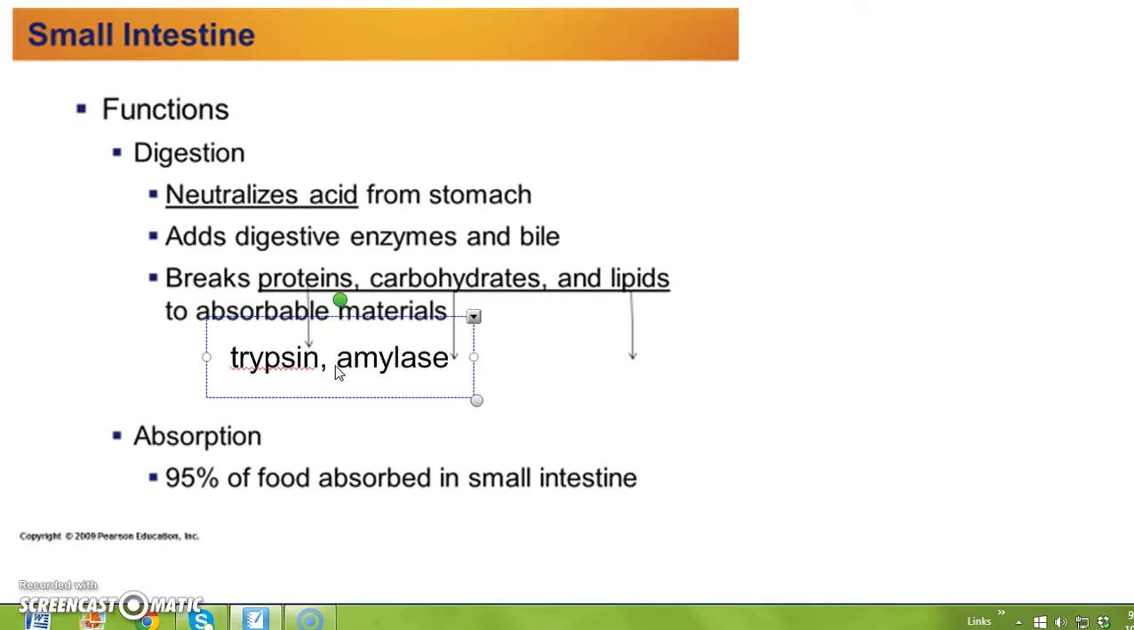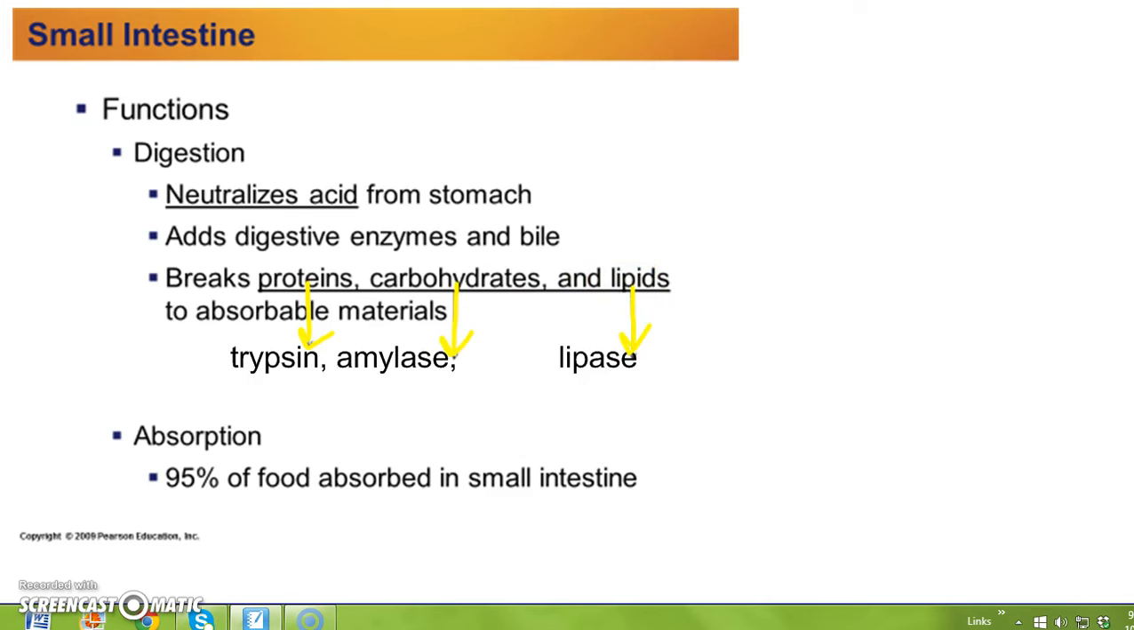We've got some amylase again, so much like what was in the mouth, that's going to work on the carbs. And then our lipids that we haven't even really touched at all are going to be hit with an enzyme called lipase. So trypsin, amylase, and lipase are your 3 digestive enzymes that correspond to these 3 nutrients.